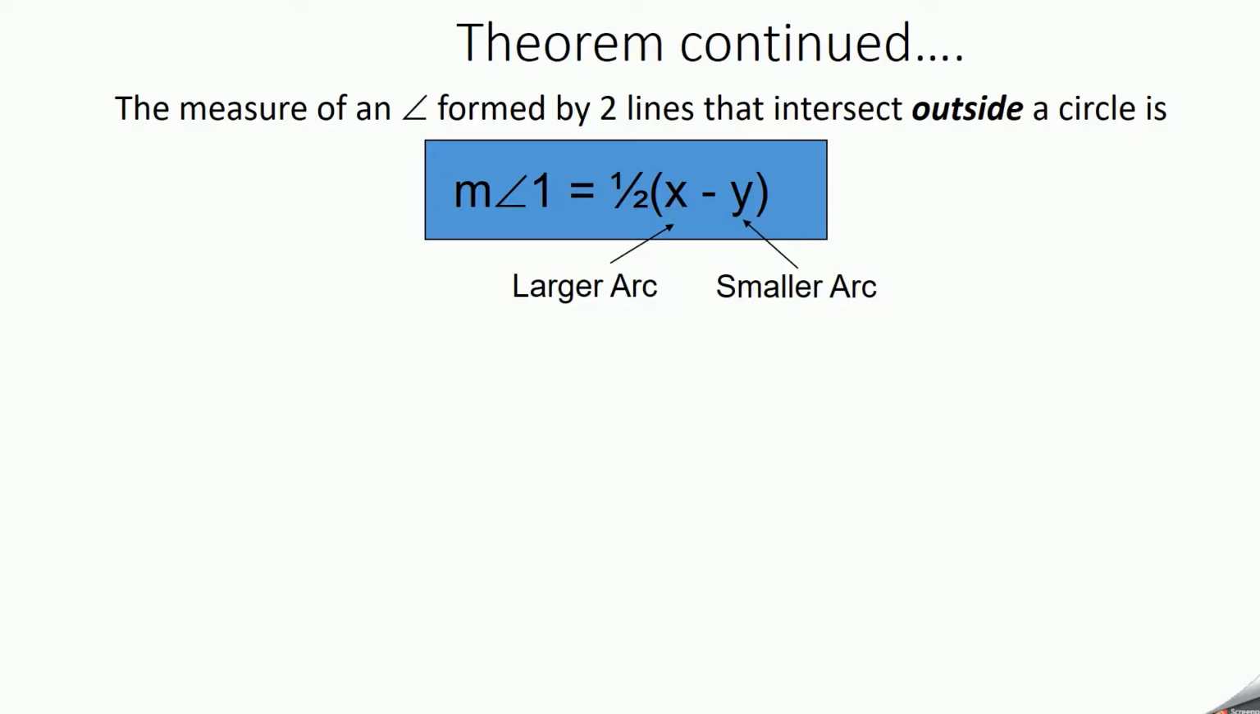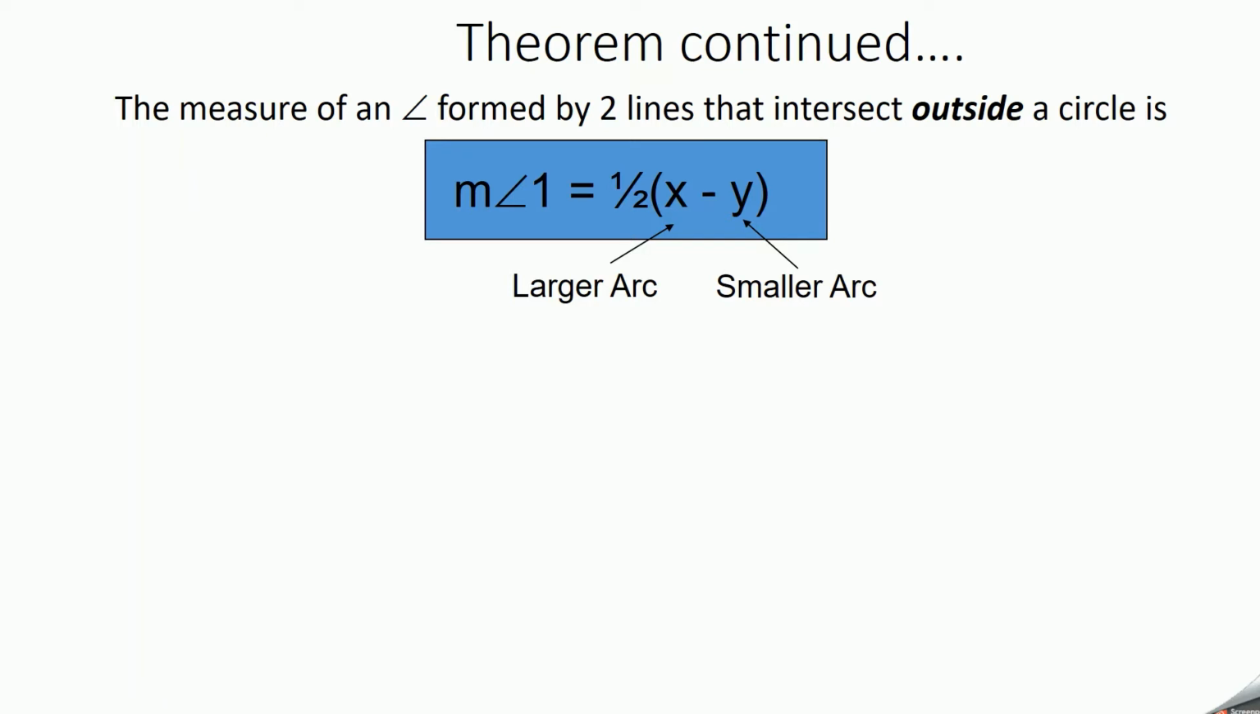The second possibility is when the two secants meet outside the circle. The angle would be formed outside of the circle. In this case, instead of adding the two arcs together, you'll subtract the smaller arc from the larger arc. So the angle equals 1/2 (x minus y), where x is the larger arc and y is the smaller arc.